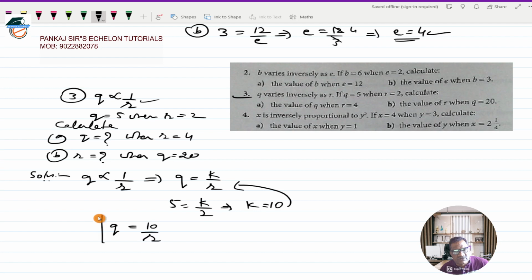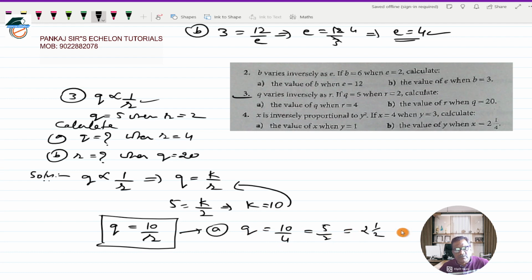Now this formula is going to help me in finding a. A is what? The value of q when r is 4. So q is equal to 10 upon 4. And this is nothing but 10 upon 4 is 5 upon 2, which is equal to 2.5. So I am getting the answer as q is equal to 2.5 for the a part.